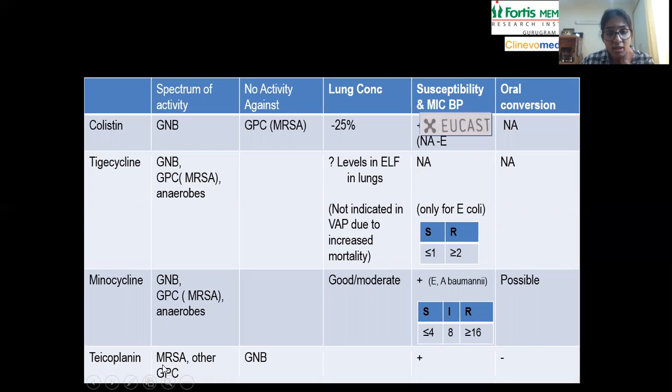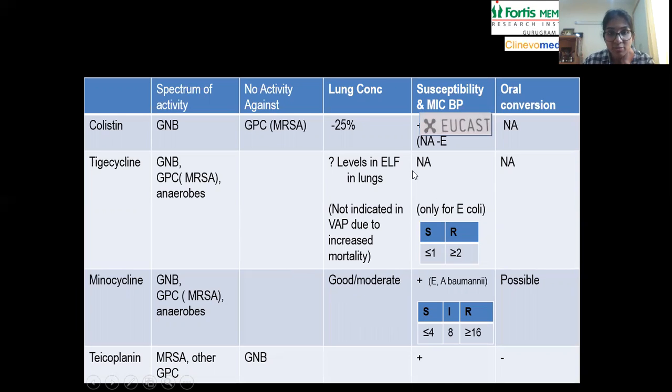Coming to teicoplanin, that has activity only against MRSA, and it has no activity against the gram negatives. When we talk about the penetration into the site of infection, colistin, as we all know, has penetration of only 25%, so limited penetration, and so is the penetration of tigecycline limited into the lungs, and that is why it is not indicated for VAP and is associated with increased mortality. Coming to minocycline, it is a drug which has reasonably good penetration into the lungs.